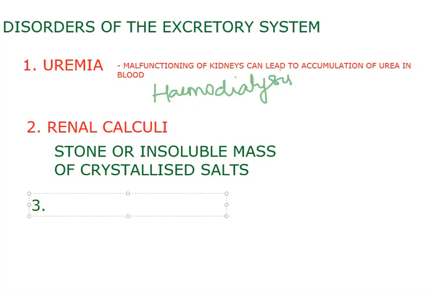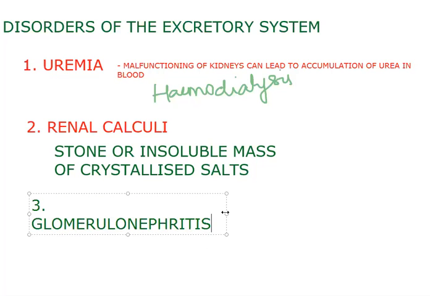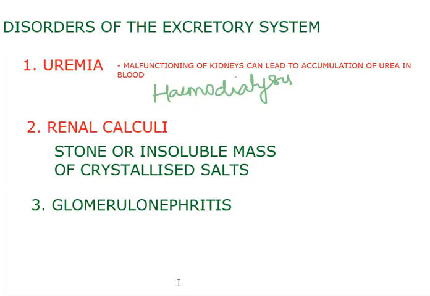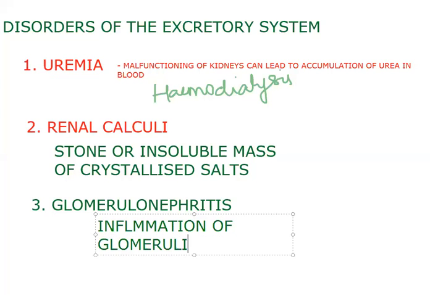Next, glomerulonephritis. It's there in the name. Glomerulo. We know in the nephron that Bowman's capsule contains the glomerulus, isn't it? We are talking about the glomerulus, the disease is inflammation of the glomeruli. The glomeruli which are present in the nephron of the kidney, we can say glomerulonephritis. Okay, so that's it.